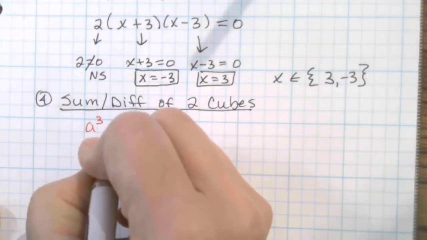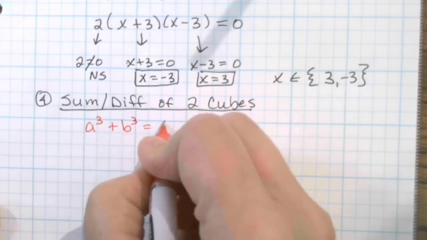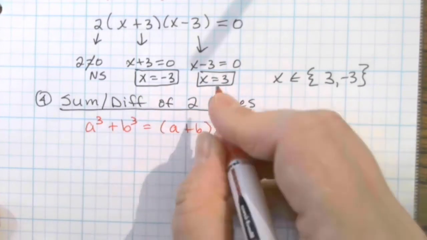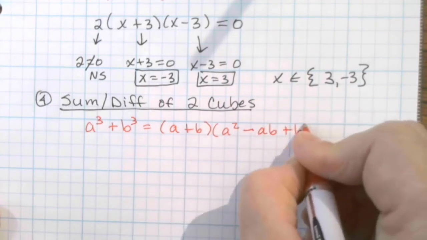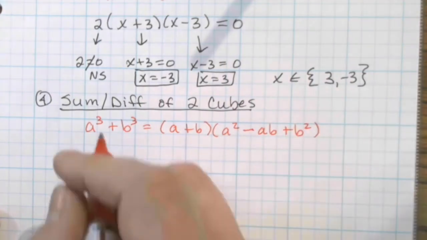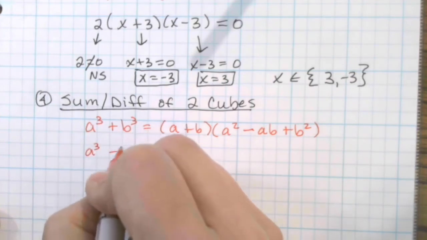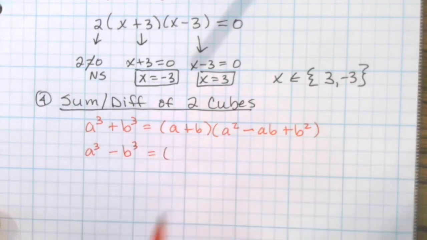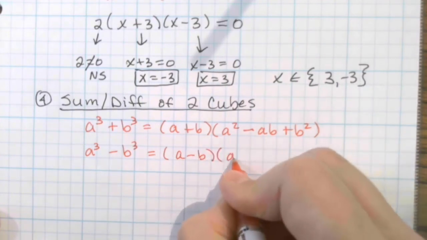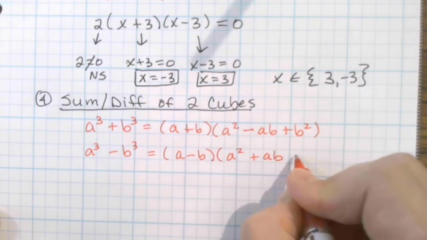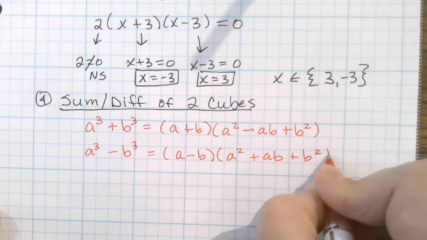If you have a cubed plus b cubed, it factors into a plus b times a squared minus ab plus b squared. If you have a cubed minus b cubed, then it factors into a minus b, and then a squared plus ab plus b squared.